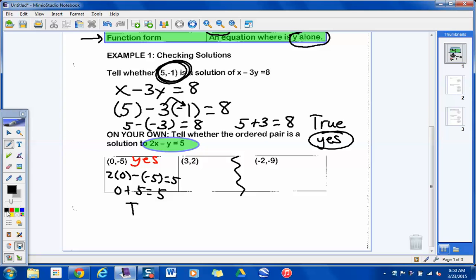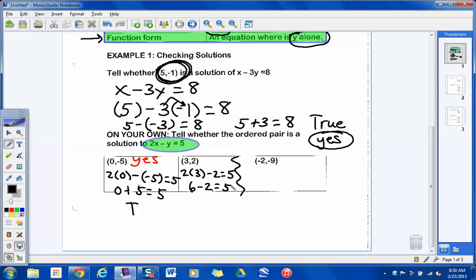Take a look at the next one here, guys. 2 times what first? 2 times 3 minus 2 equals 5. Okay, so I've plugged everything in, rewritten everything with stuff plugged in. What's the 2 times 3, kiddos? That's 6. So 6 minus 2 is equal to 4. Is that true or false then? That's false. So yes or no on this one? No.